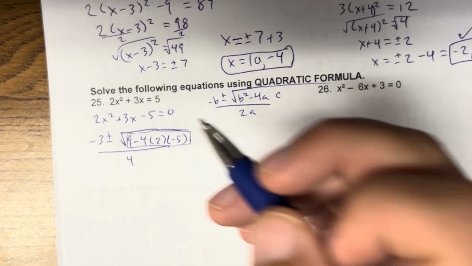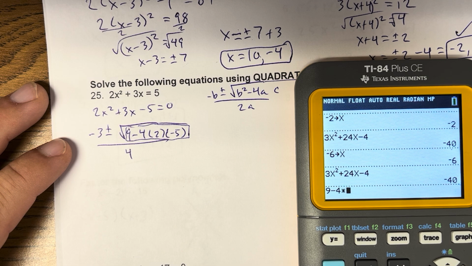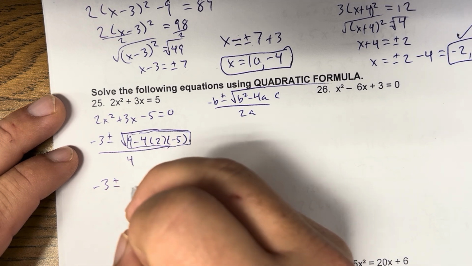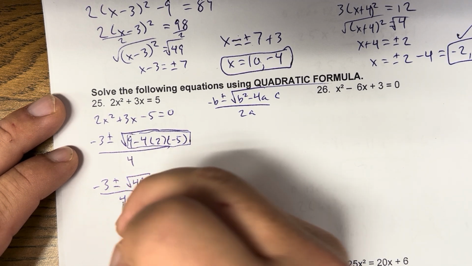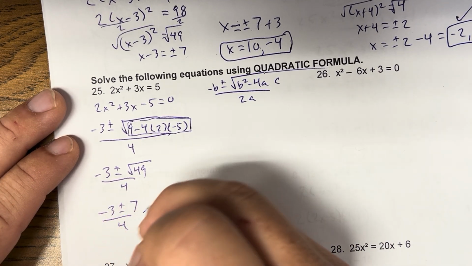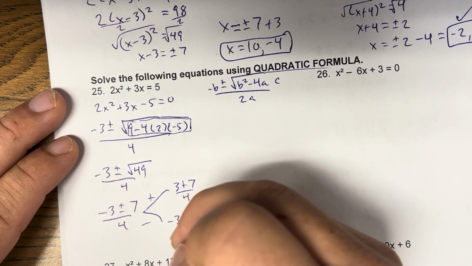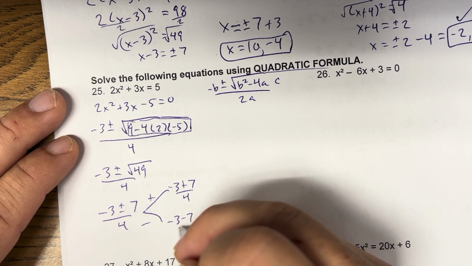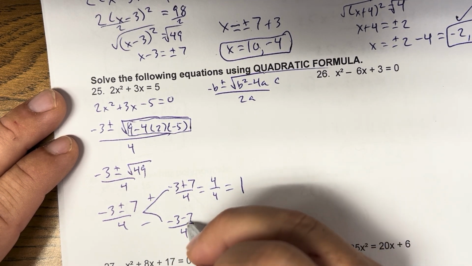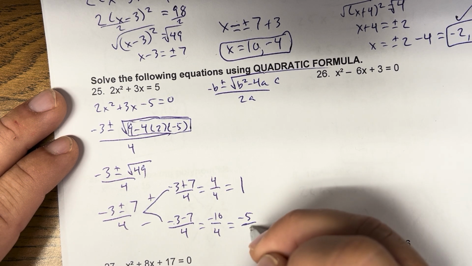We can just plug that into the calculator just to see what that is to kind of speed it up a little bit. So 9 minus 4 times 2 times negative 5 gets 49. And then we know the square root of 49 is 7. And so now we're going to do the plus and the minus. So negative 3 plus 7 over 4, negative 3 minus 7 divided by 4. And so that becomes 4 over 4, which is 1. This becomes negative 10 over 4, which is negative 5 halves.